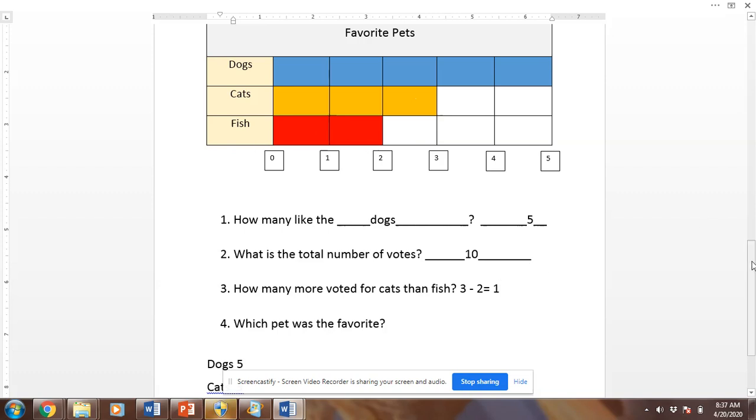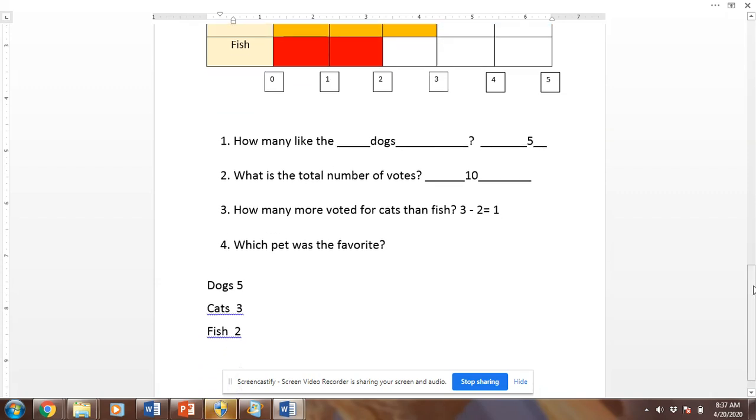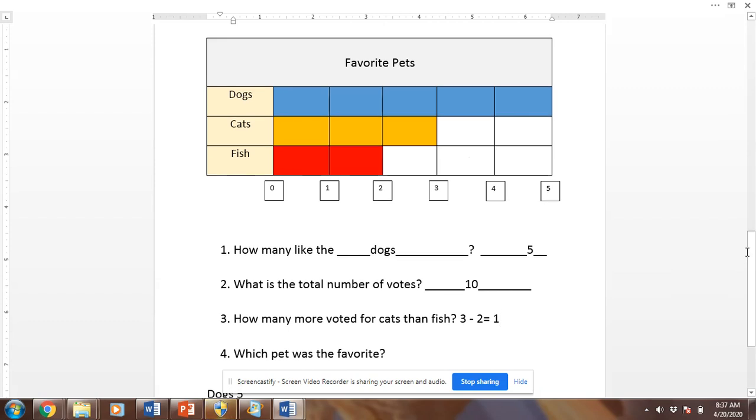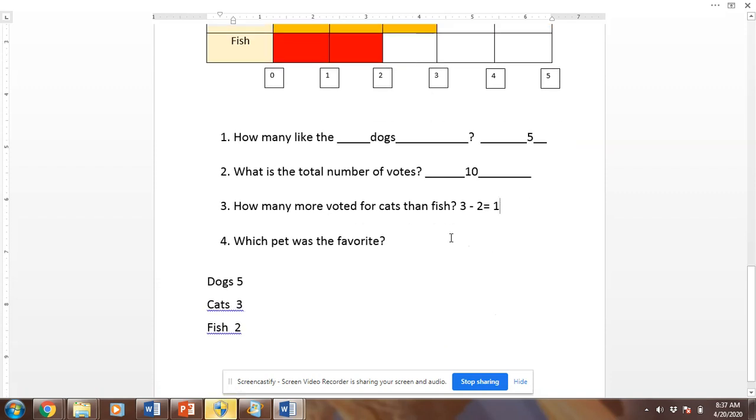All righty. So let's go down here. Which pet was the favorite? So we're going to go back up again. We have dogs, we have cats, and we have fish. And we can clearly see that the dogs were the favorite, right? So we would just write here, dogs.